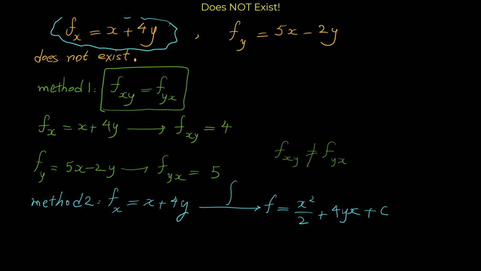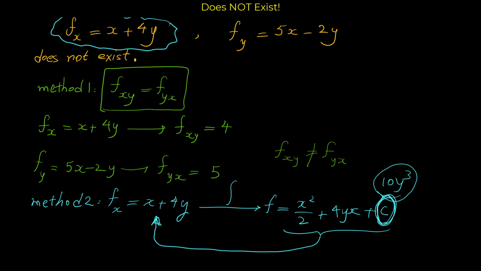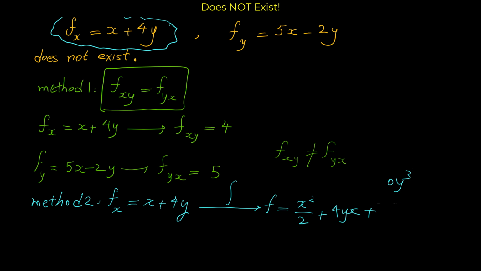But here the story is a little different. We had a function here. We took its derivative with respect to x, and we got this. This constant is not necessarily a constant. It can be a function of y. Because suppose we had something like 10y to the 3 here. If we take the derivative of this with respect to x, in the answer we cannot see anything from that, because its derivative with respect to x is 0. So here, we should not just add a constant at the end for f. We have to suppose that maybe we had a function in terms of y here, g of y. This is g. So we can have a function in terms of y at the end.